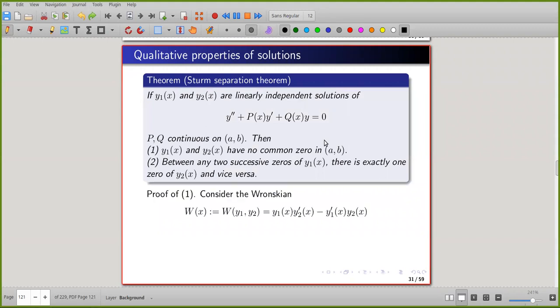So let's first prove the first statement. Let us consider the Wronskian. This is something which you should have learned in your MA 108 course. It is the function defined to be the determinant of this matrix with entries y1(x) and y2(x) and their derivatives.